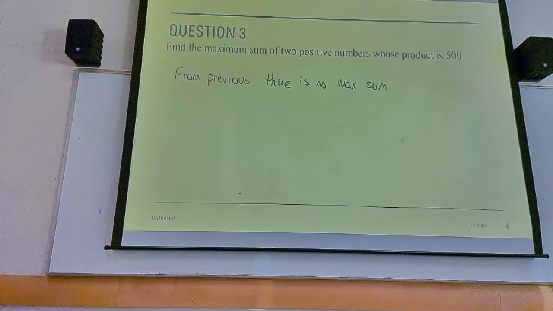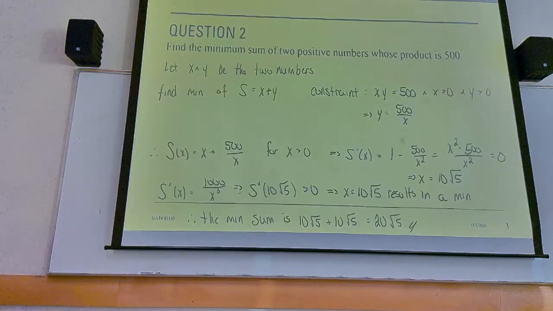Right, because I can make x as large as I want. It would just mean that y becomes really small, right? The larger x becomes, the smaller y becomes. If x is 500, y has to be 1. If x is 1,000, y has to be a half. If x is 1,000,000, y is just 500 over 1,000,000. And notice what's happening to the sum. The sum is increasing without bound.